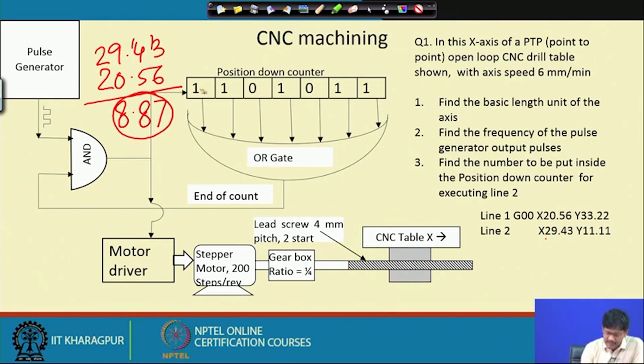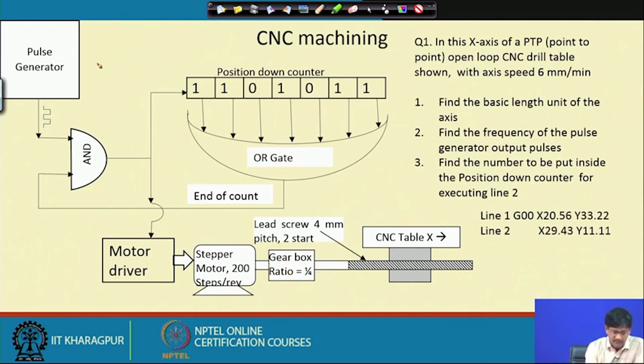So I have to put some number so that this will get decremented and it will exactly become 0 when the required motion has taken place. Per pulse I am having 10 microns of movement. So this means that if I want to have 8.87 millimeters of movement, how many pulses would be required?